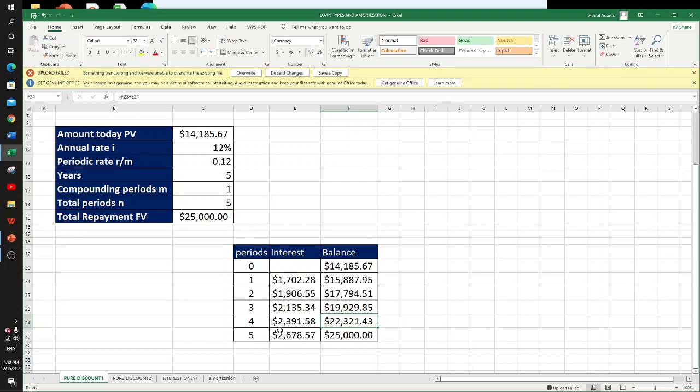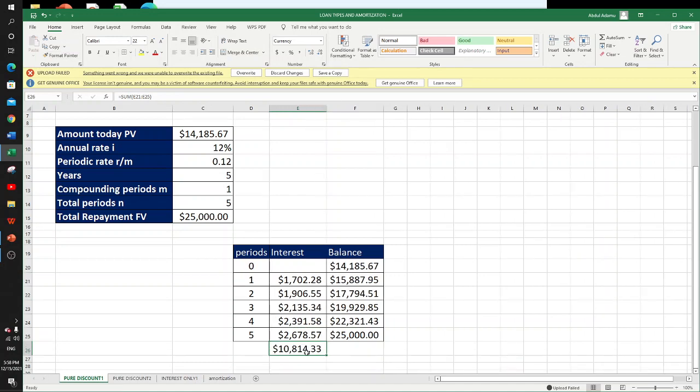If you want to know the total value of the interest you are paying, it's either 25,000 minus this, or simply you just add the values here. So Alt equals, this is the total interest we have paid during the period: 10,814.33. By the time you add this plus this, you see that it will give you this, or this minus this will give you this. So this is how we arrive at this.